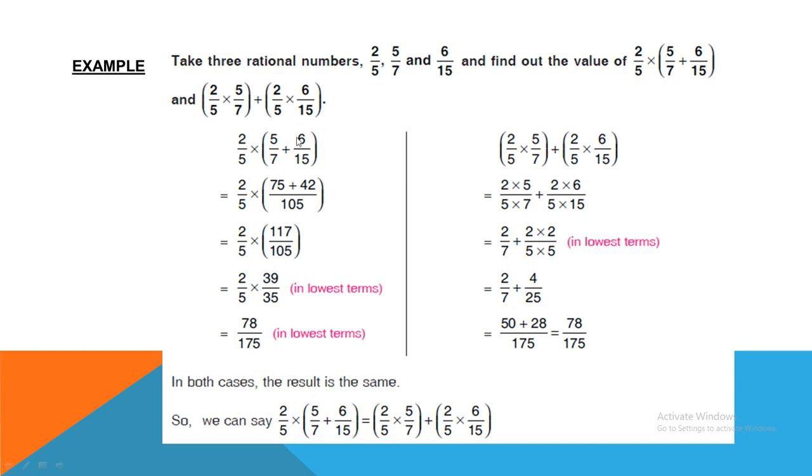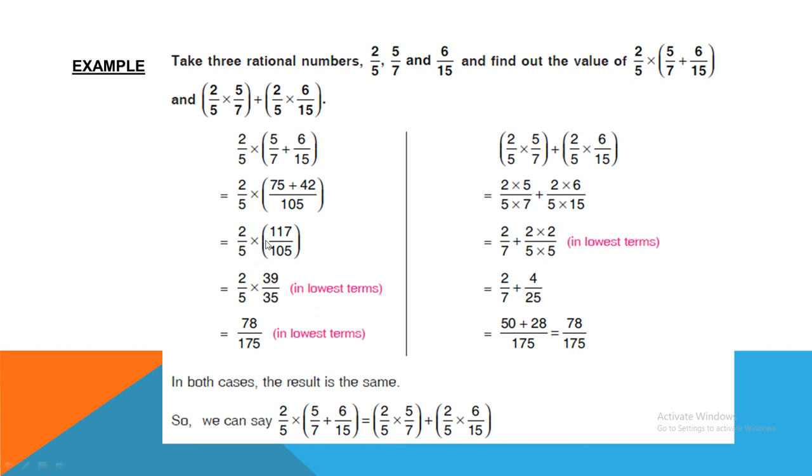According to BODMAS, for solving this, you have to solve first the bracket. In bracket we have addition. So we'll take LCM because denominator is not same. 7 and 15, its LCM is 105. Okay. So when we add them, we get 75 plus 42, 117.